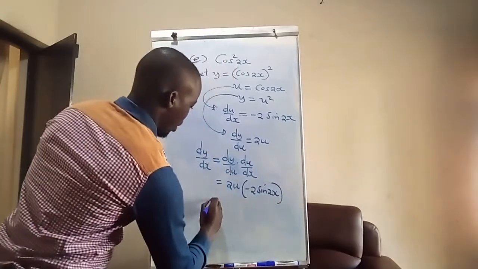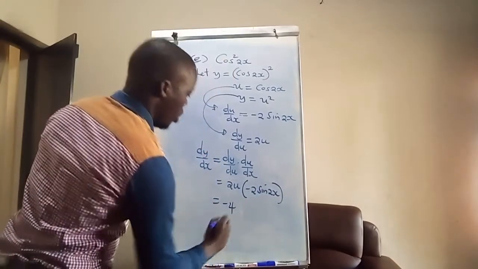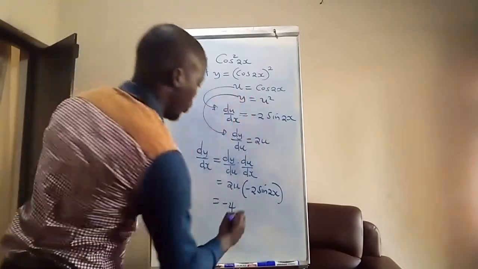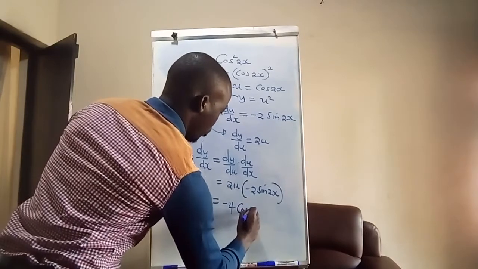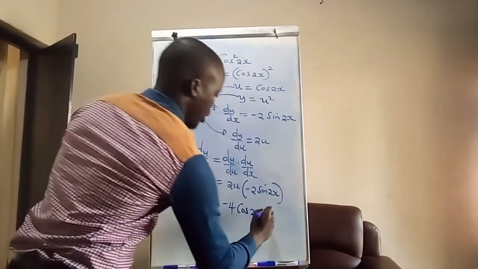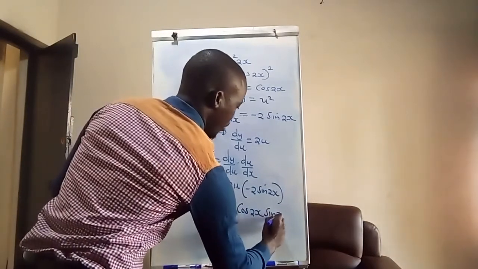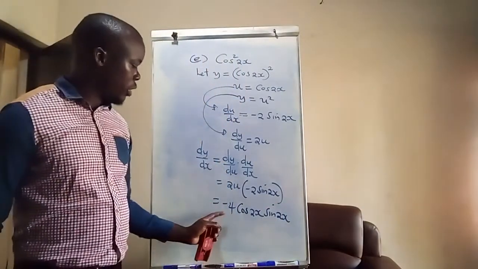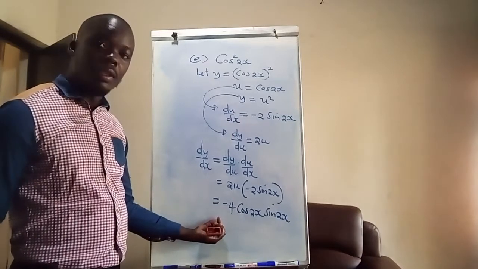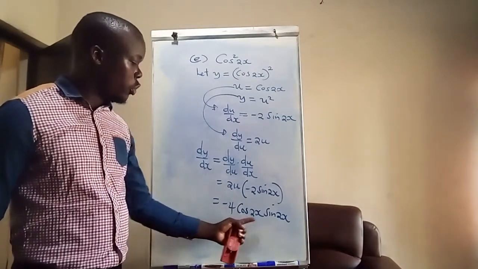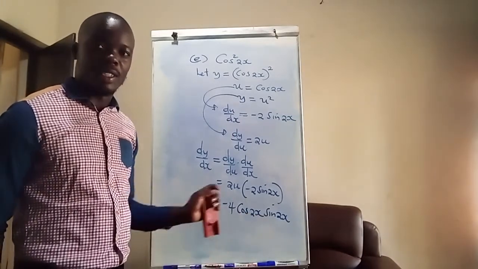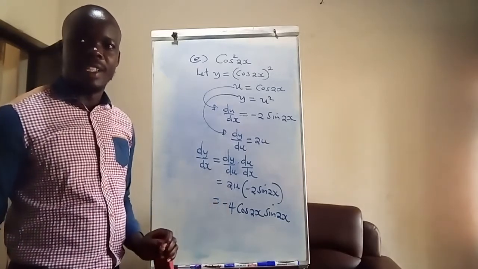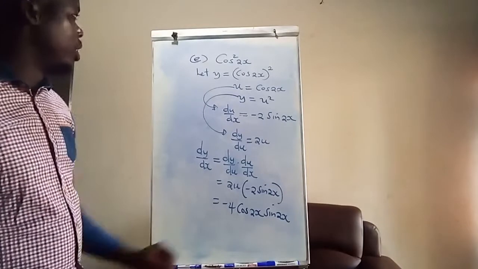If you simplify this, it comes to minus 4. But remember, my u is already given here as cos 2x. So I will say minus 4 cos 2x sine 2x. If someone wants to modify this, you can break it down so that you have negative 2 into 2 cos 2x sine 2x, which is the same as sine 4x. So the answer will be minus 2 sine 4x. That would also be very much okay. But this is good enough.